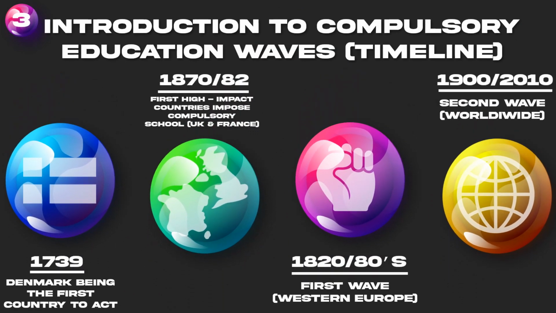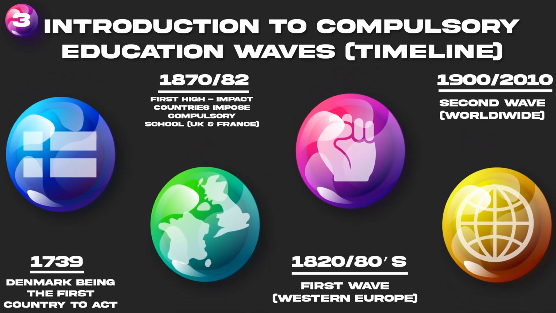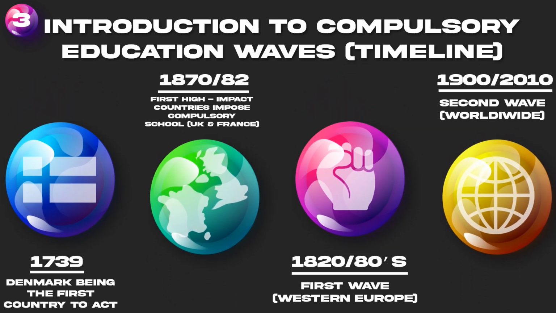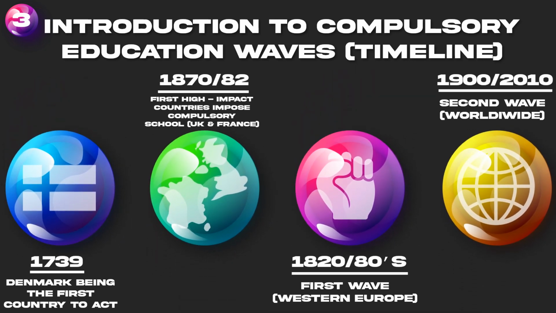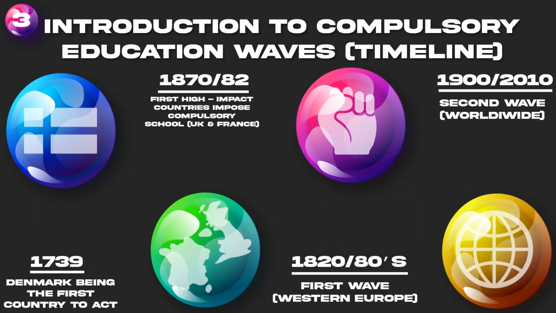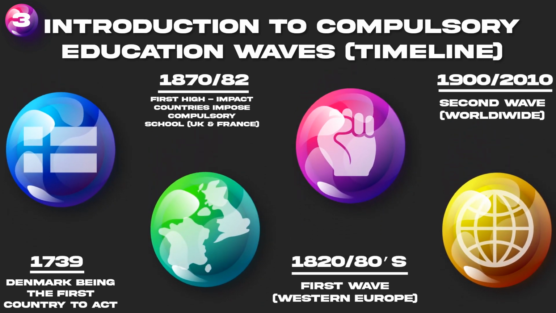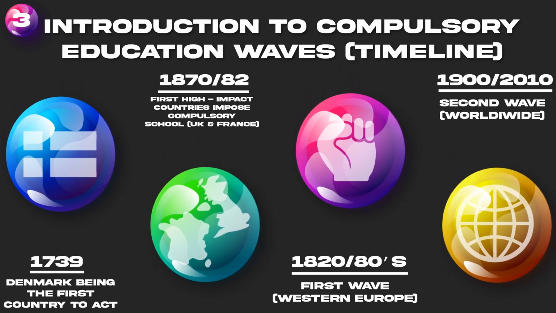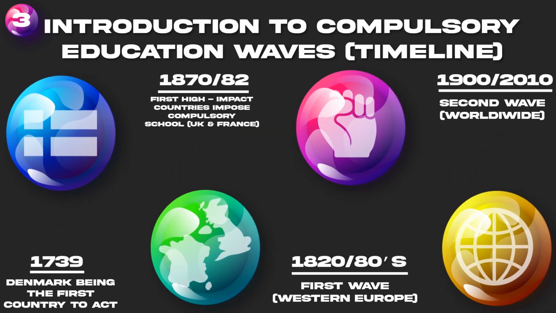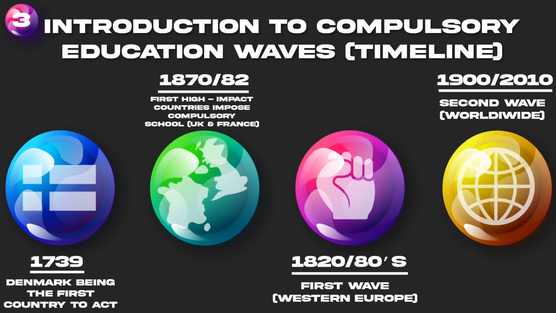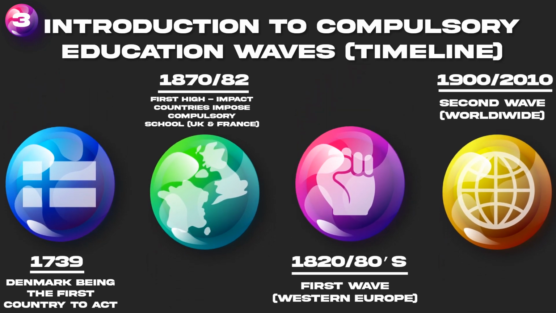To introduce compulsory education waves, we will use a timeline of events. The first country to adapt its law to the idea was Denmark in 1739. Between 1817 and 1892, two countries joined the movement, these two being France and the United Kingdom, having a strong impact and inspiring a lot of foreign countries to do so as well. As expected, from the 1820s to 1880s, the Western European populations fought for imposing compulsory education in their country. Following these events, most of the countries of the world adapted their laws to follow the movement.